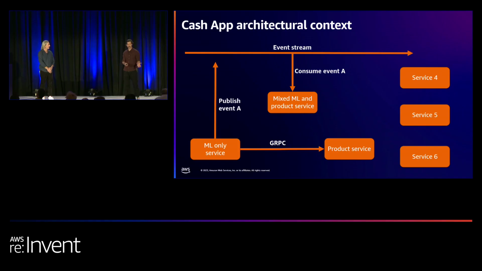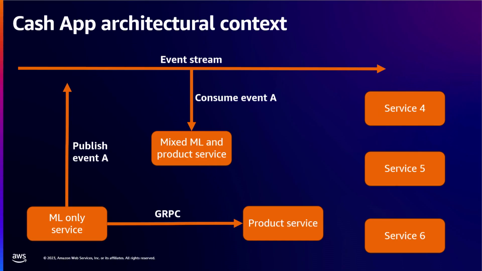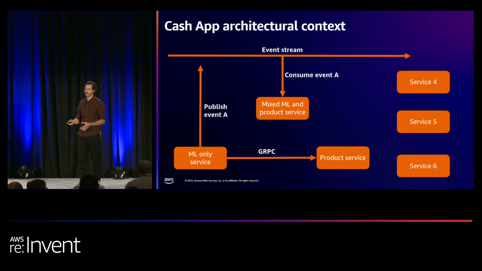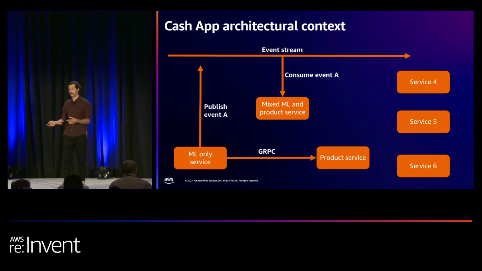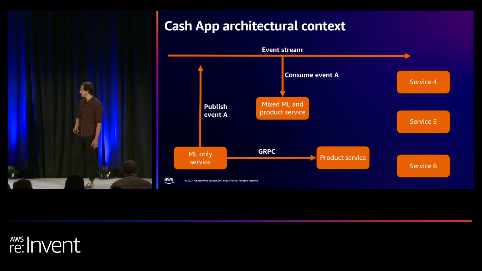So you said you have a lot of services. Maybe you can tell us a little bit about what that means. Give us a little bit of idea of the stack. Yeah, for sure. So here's a little bit of context on that. This probably looks really similar to how some of the services look in the rest of your organizations. So there's ML-only services, there's product services, there's mixed services, and they talk to each other by a mix of gRPC or HTTP requests, and they listen and consume events off an event stream. So pretty standard stuff.